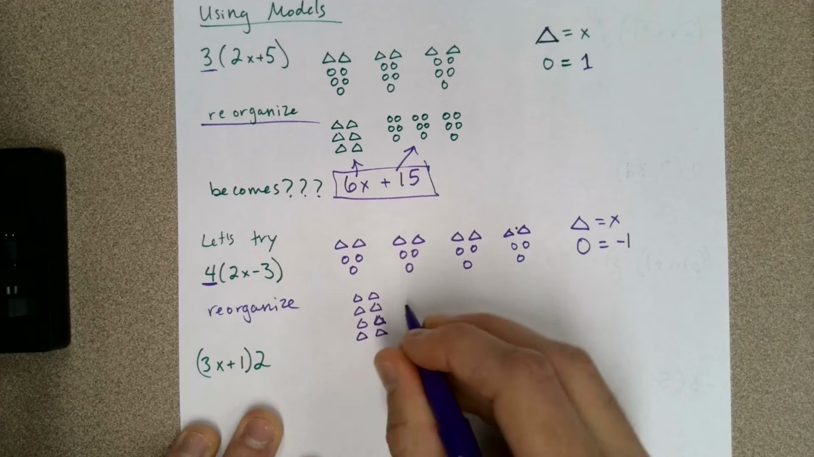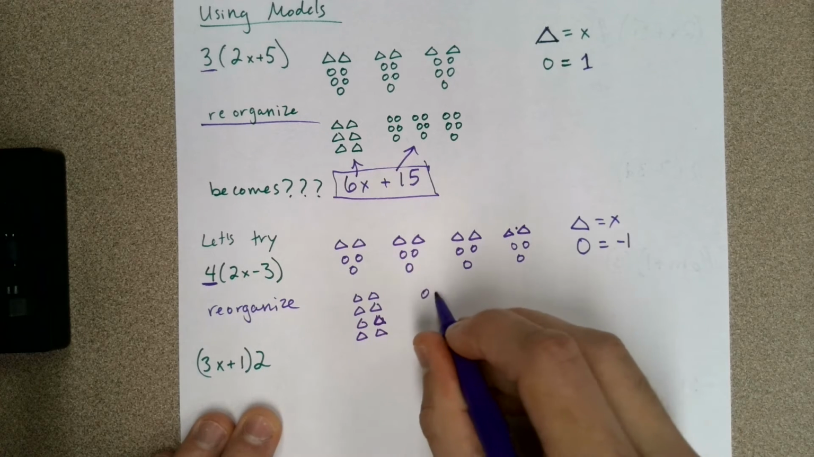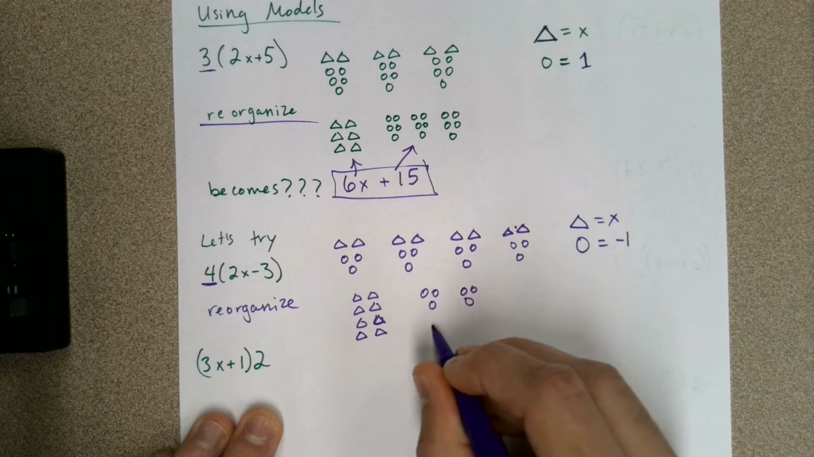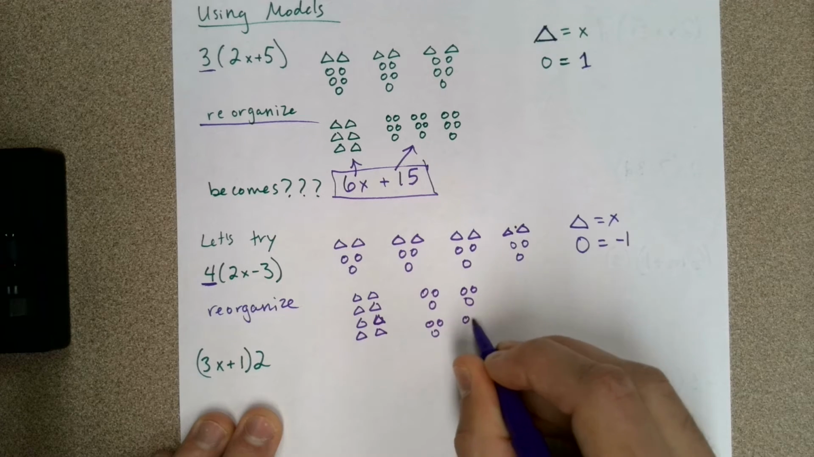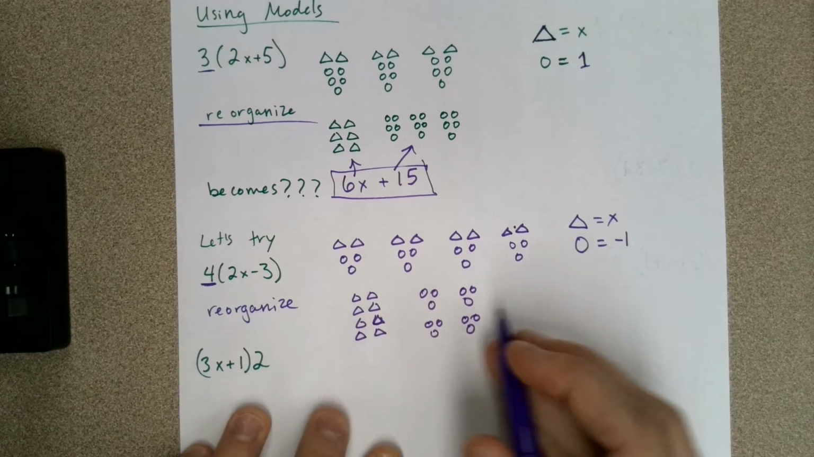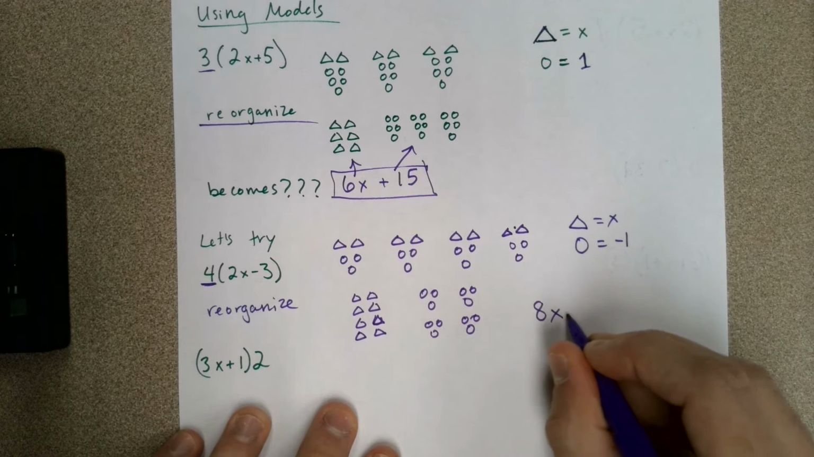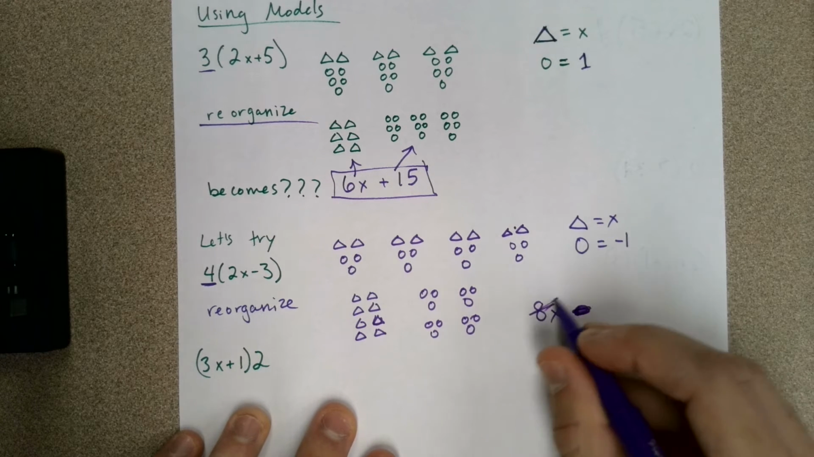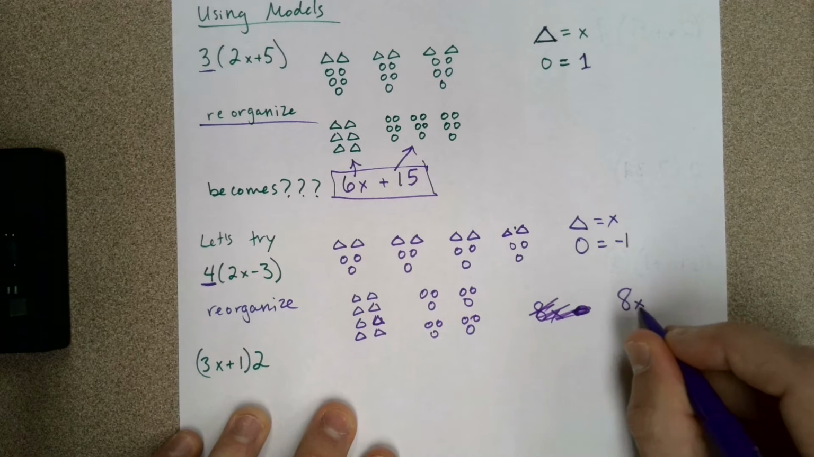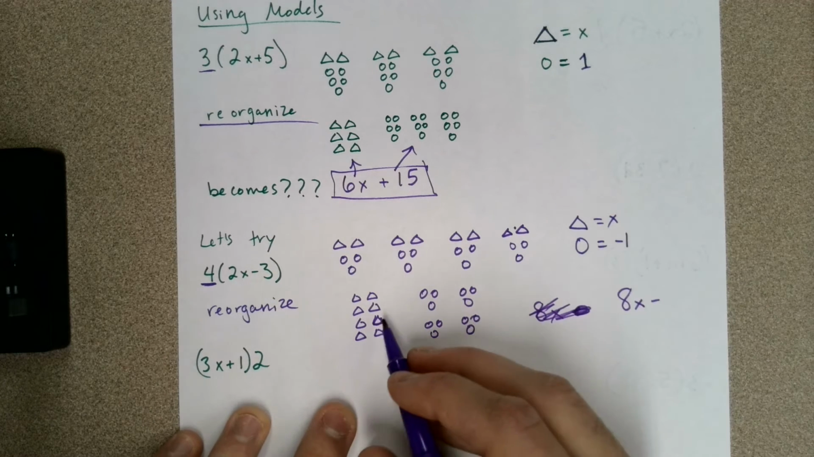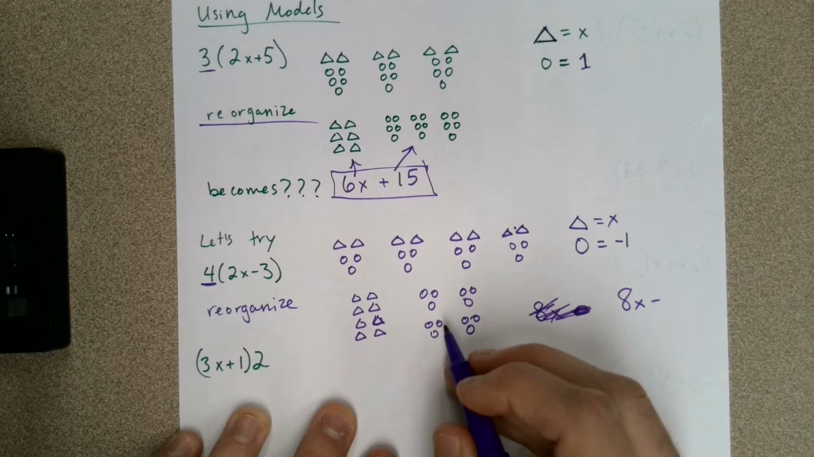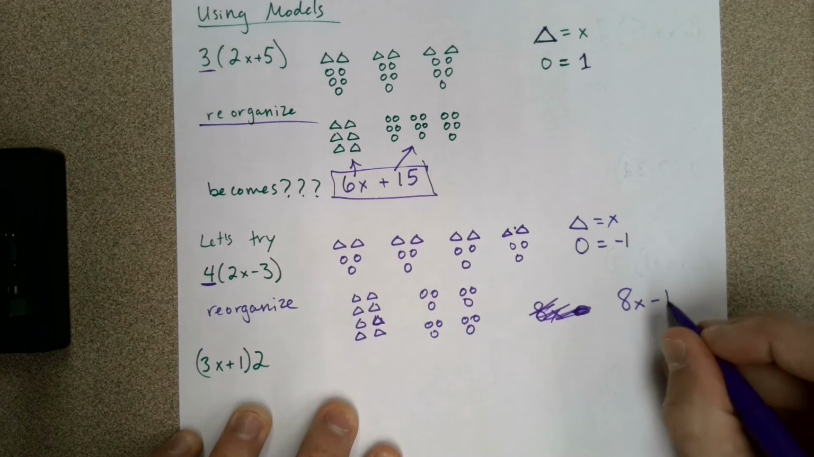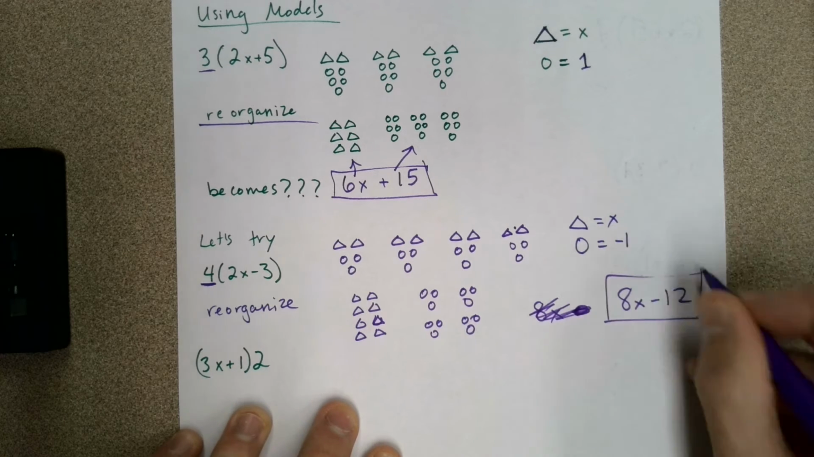Those are kind of bad triangles. And 1, 2, 3, 1, 2, 3, 1, 2, 3, 1, 2, 3. Can reorganize, count that up. I got 8x plus, oh, oops, don't listen to me there. 8x minus 1, 2, 3, 4, 5, 6, 7, 8, 9, 10, 11, 12. That would be your final answer there.